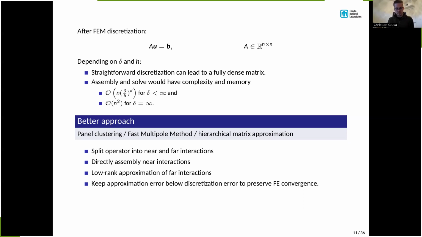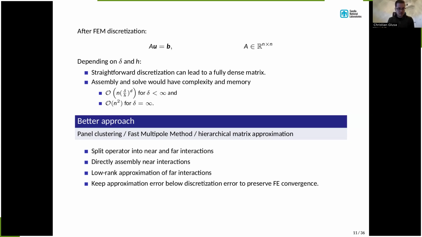We will split our matrix into entries that correspond to interactions over short distances and long distances, or near field and far field interactions. In a straightforward way, we will assemble all the near field interactions, but we will try to approximate blocks of long range interactions with low rank approximations.